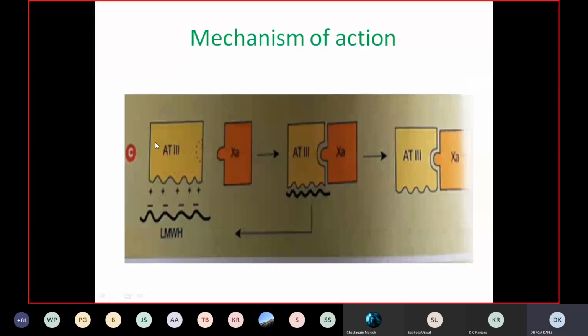The mechanism of action, this I have already discussed in heparin. This is the antithrombin 3. These drugs also enhance the activity of this antithrombin. So it is also an indirectly acting thrombin inhibitor.